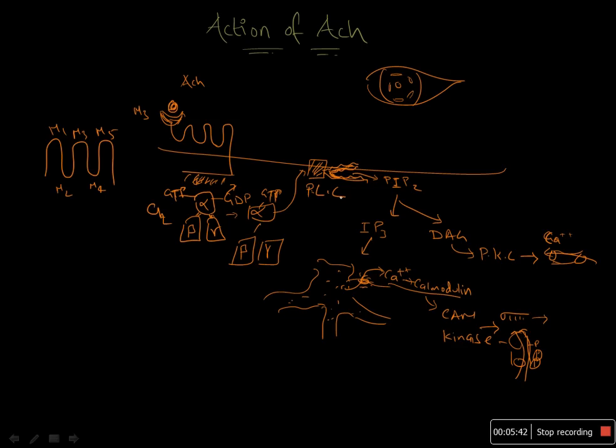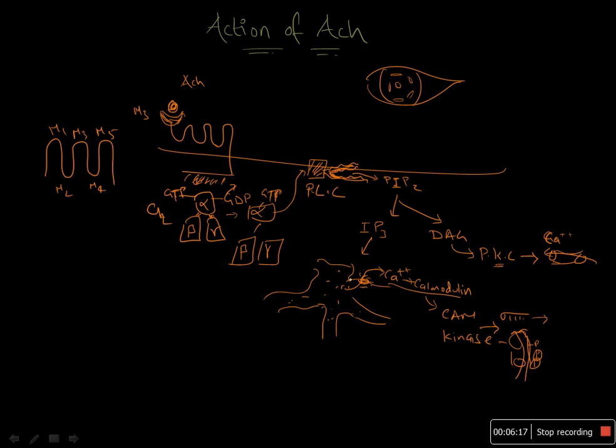Now this phospholipase C will eat one of the lipids from the membrane and release phosphatidylinositol diphosphate, and it will convert into inositol triphosphate and diacylglycerol. Out of that, diacylglycerol will activate protein kinase C, and kinase activity is always related with phosphorylation. So this protein kinase C will phosphorylate some of the calcium channels, and calcium influx would be there, so that contraction of muscle can take place.